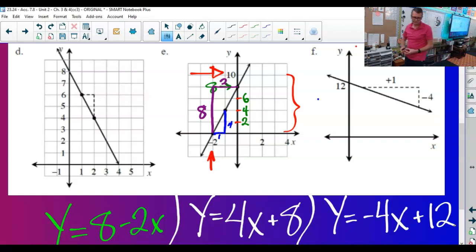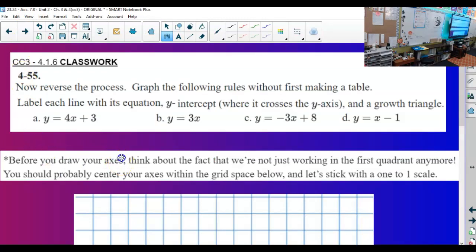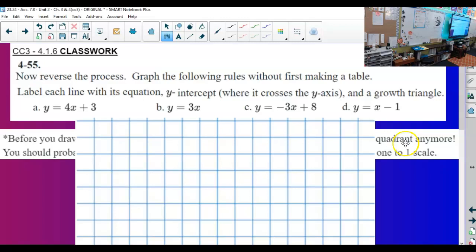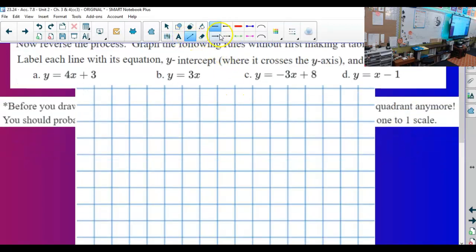I don't know if I did this right. It says for B, y equals 3x. We're gonna go over probably a couple together. I don't know if I did this right. I'm going to take it off of the right. It looks weird. In a respectful way.